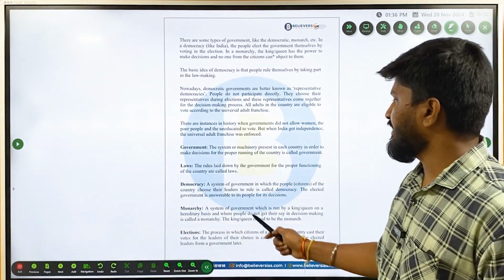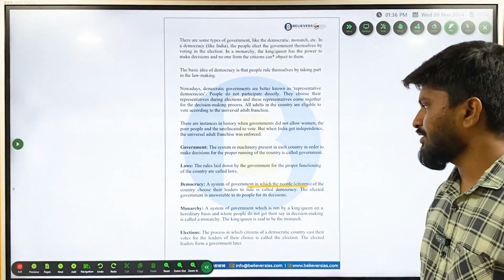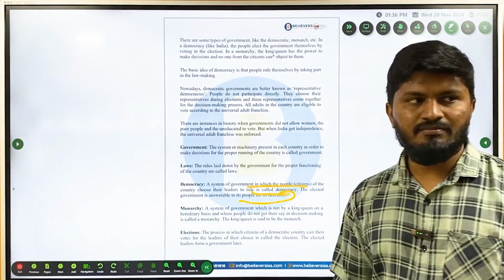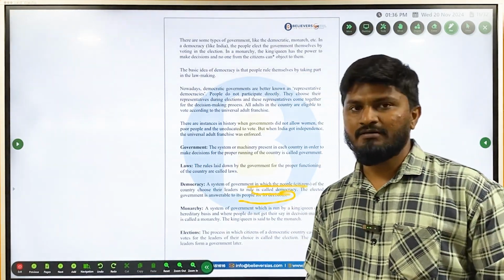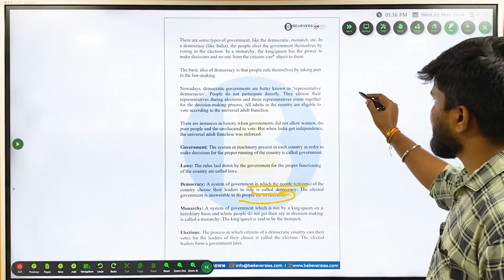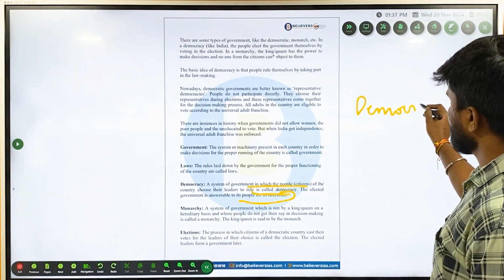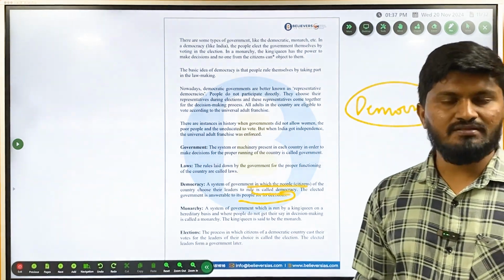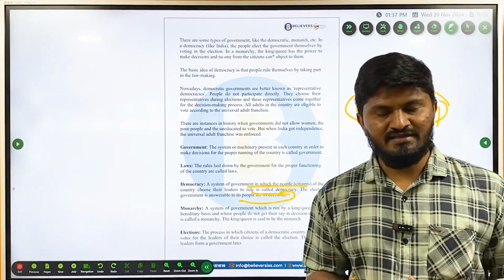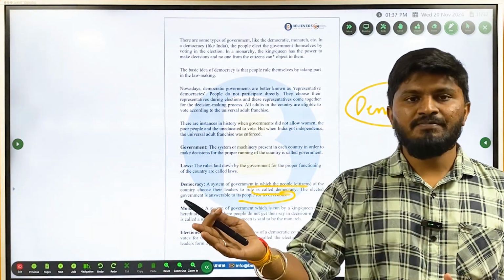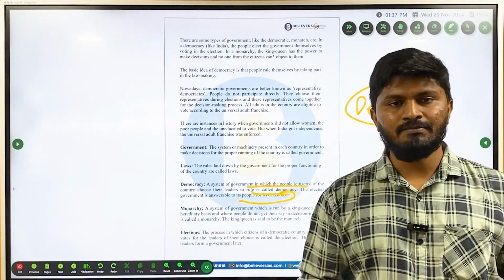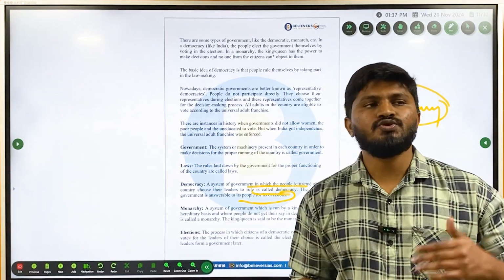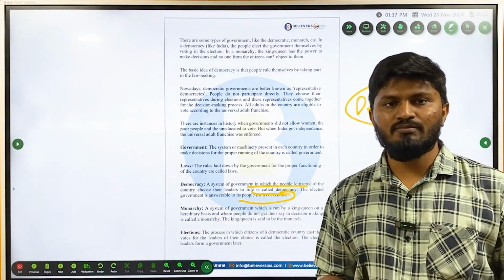Okay, so democracy again is a government in which the people of the country choose their leaders to rule. The elected government is answerable to its people because they are the ones who have been elected by the people. The basic idea behind democracy is that an individual, irrespective of the factors of his birth, is capable of governing himself and is capable of choosing the people who should govern him and how he should be governed. Meaning that he has the capacity to govern himself and to choose who should govern them. That is what happens in democracy.